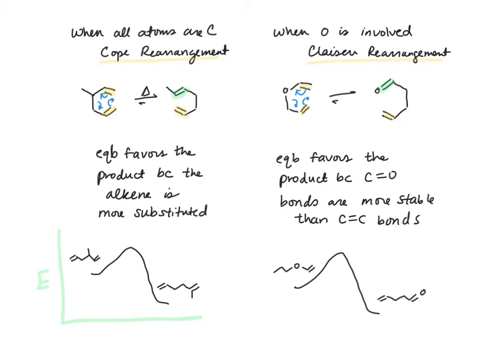The carbonyl pi bond is more stable than a carbon-carbon pi bond because oxygen is a more electronegative atom, and that means its pi orbital is going to be lower in energy. Whenever you have a more electronegative atom, that orbital is going to be lower in energy than the less electronegative equivalent. So that's why the product is favored in this case.